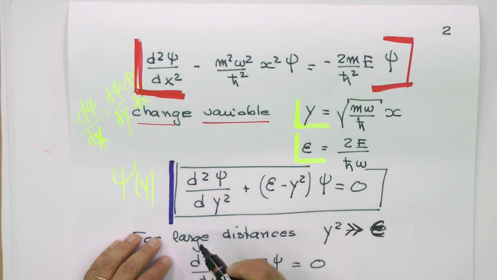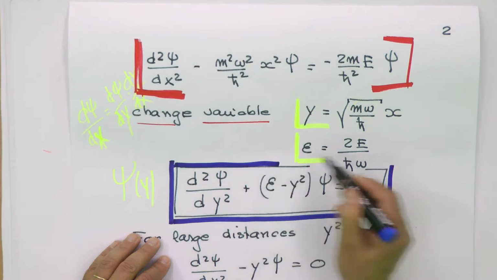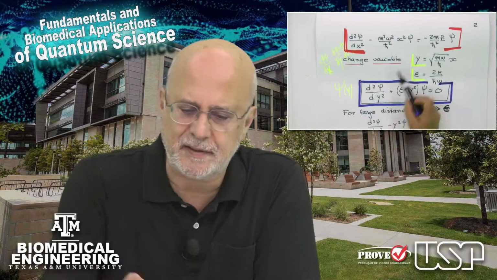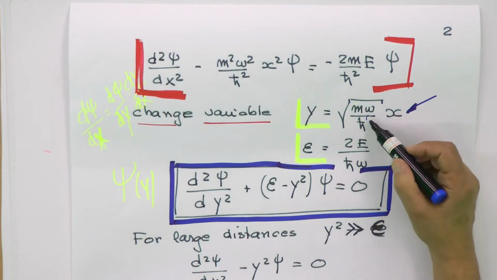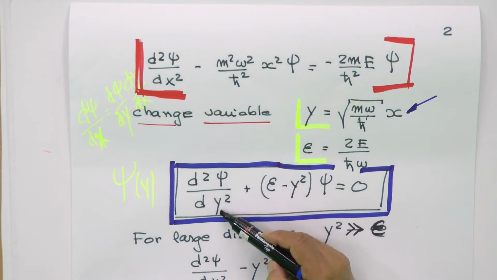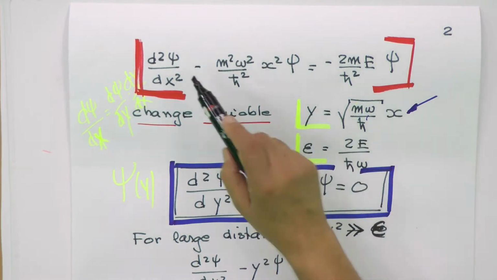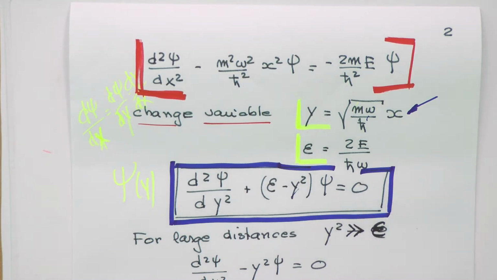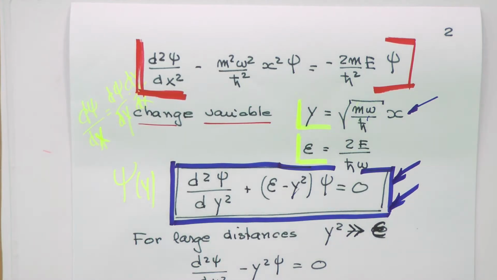And then this equation transforms itself into an equation that's more clear. It's the same equation, but now expressed in the y coordinate, which we know is the square root of m omega divided by h bar times x. So the second derivative of psi with respect to y, plus epsilon, this epsilon is going to pass to this part, minus y squared, times psi is equal to 0. So this is a little bit easier to treat because I don't have to carry all the constants.